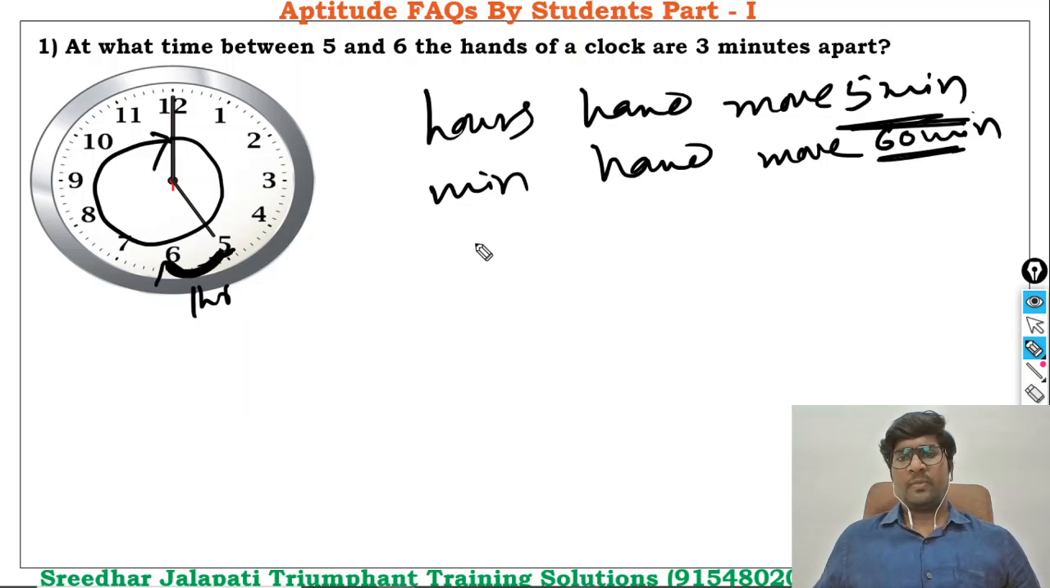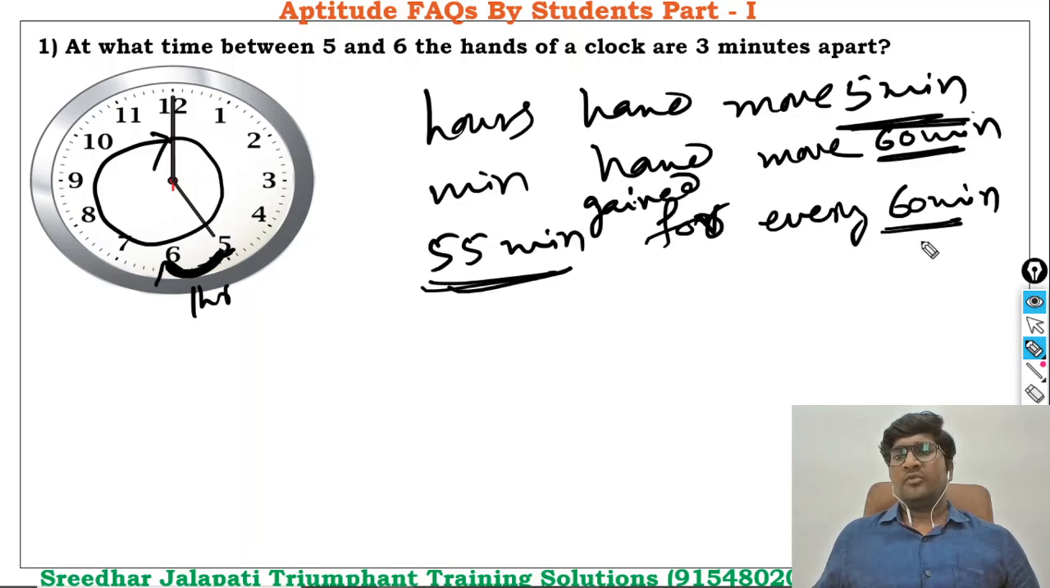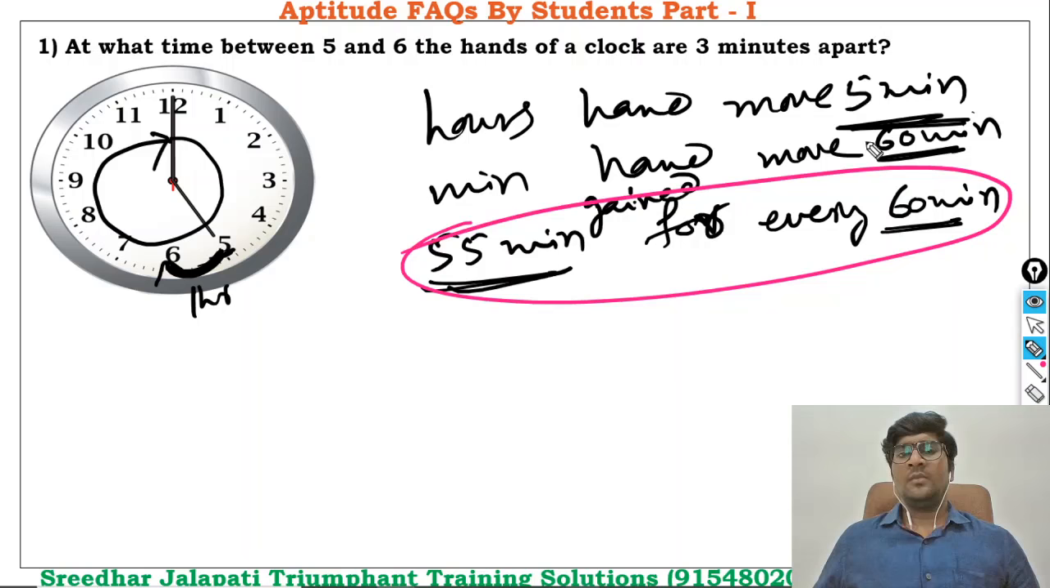That means minute's end gains 55 minutes for every 60 minutes of time. I repeat, minute's end gains 55 minutes for every 60 minutes of time. Let's see that in detail. As minute's end moves 60 minutes in 1 hour, hour's end moves only 5 minutes. So what is the gain here? 55 minutes. So these 55 minutes are gained for every 1 hour.